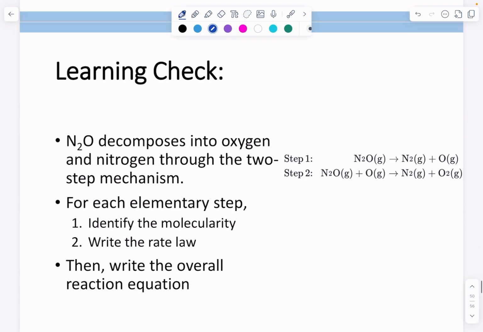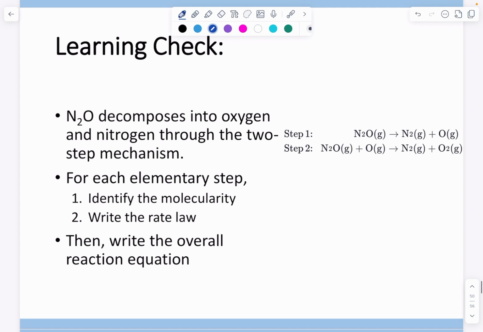Okay, let's go to the next learning check. N2O decomposes into oxygen and nitrogen through this two-step mechanism. So for each step, we will determine the molecularity and write the rate law, and then write the overall reaction equation. Okay, let's write molecularity and rate law. I'm just going to make a table to organize this.